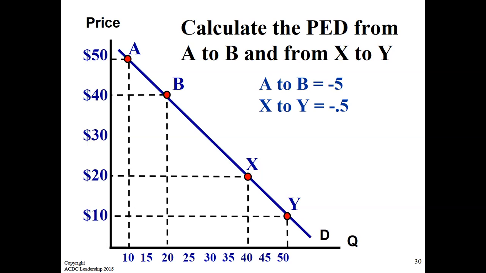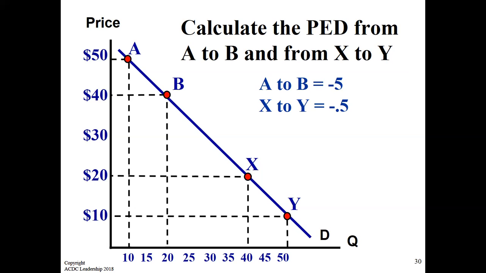All right, do you remember how to calculate the total revenue? Not percent, just the total revenue test. Anyone remember how to? All right. So at A, the price times quantity would be 50 times 10. That would be 500.